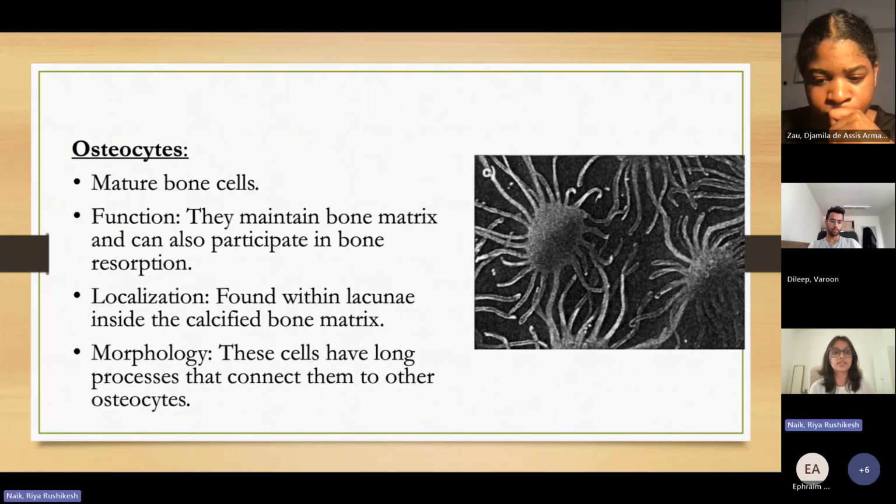Now, osteocytes. Whenever you see the word cytes, it means that they are a mature form of the blast cells. These ones have long processes that connect them to each other. Their main function is to maintain the bone matrix and make sure that it has all the components it needs. These are found in the spaces which are present inside the calcified bone matrix.